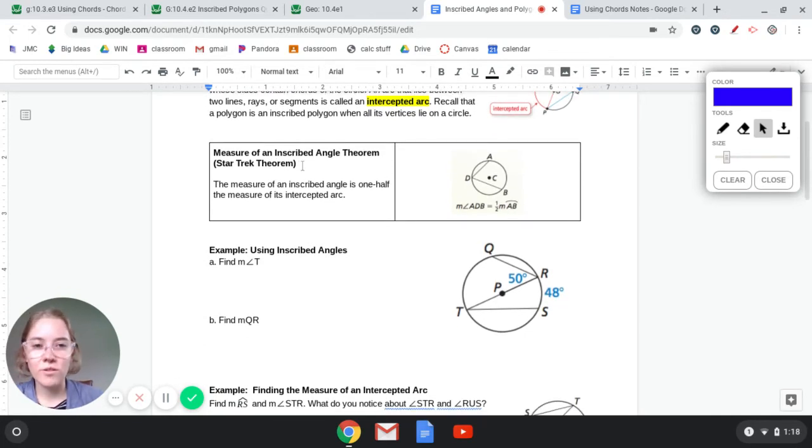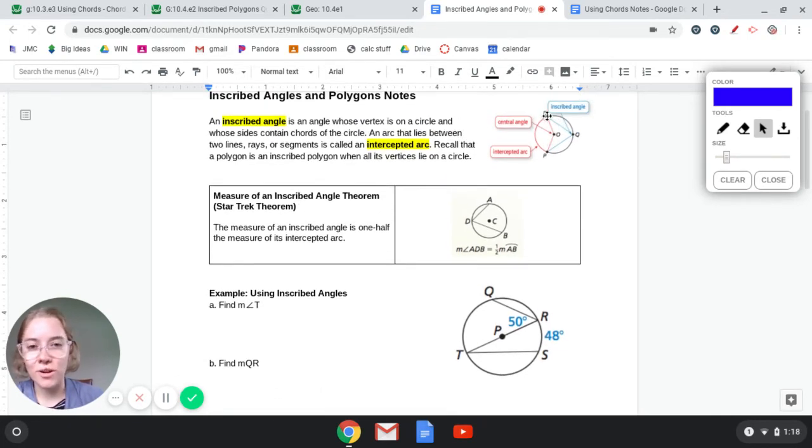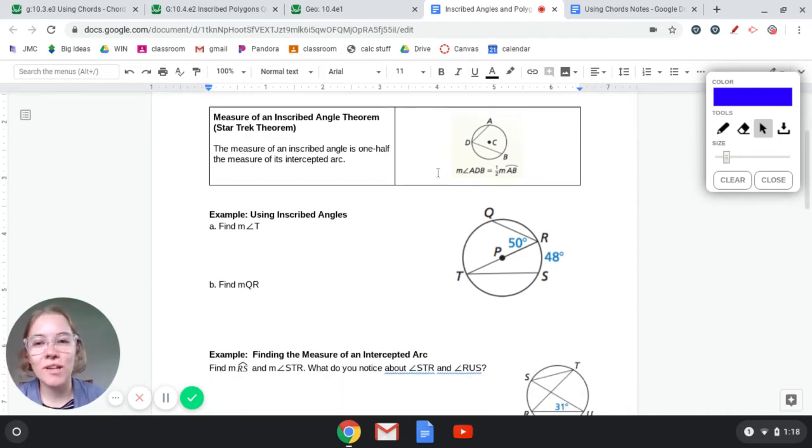So let's do an example. Find the measure of angle T. So we're looking for this angle T here. Notice that this angle RTS is an inscribed angle, which means that angle T equals half of that intercepted arc, 48 degrees, which means angle T is equal to 24 degrees.